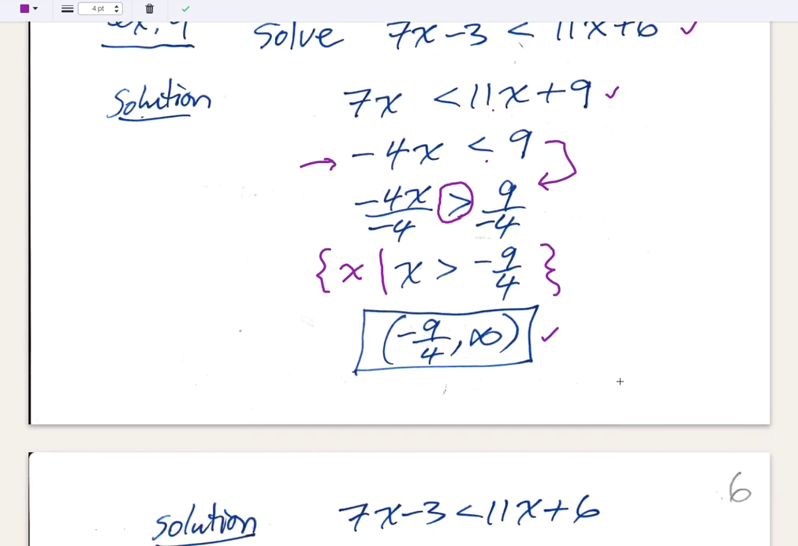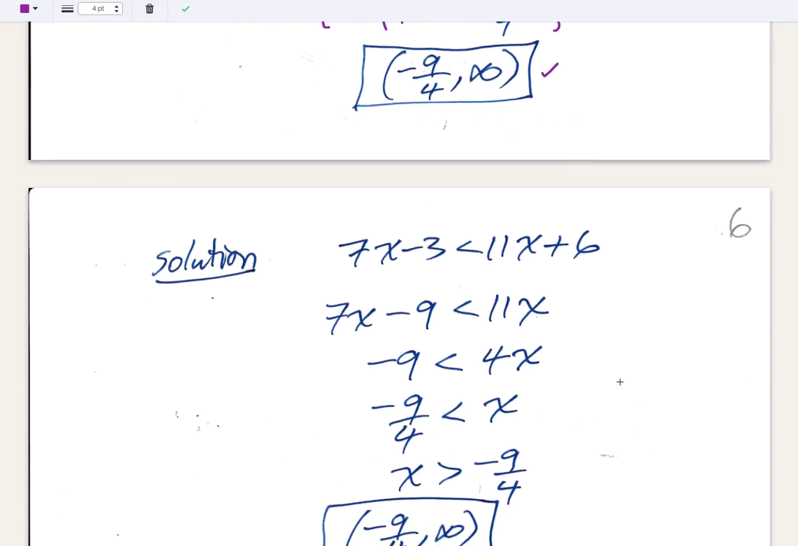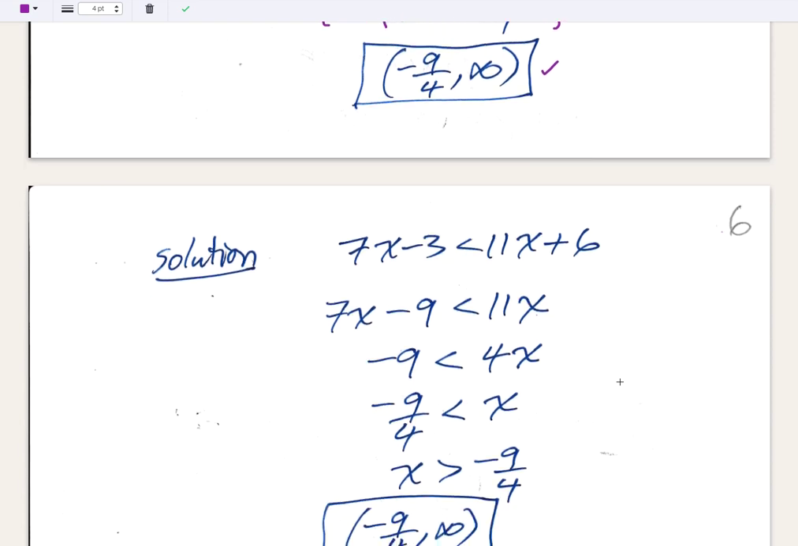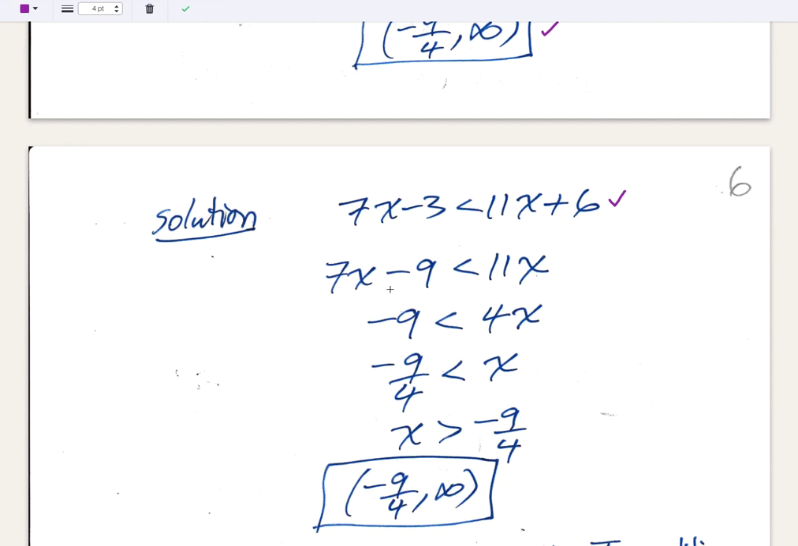Let's talk about the second possible way of solving this. Maybe you would rather gather the x values on the other side. Let me show you this is perfectly consistent here. In this case, I'm going to start out the same way again. I'm going to subtract 6 on each side first. So I've got 7x minus 9 is less than 11x.